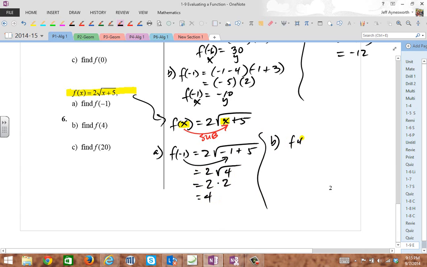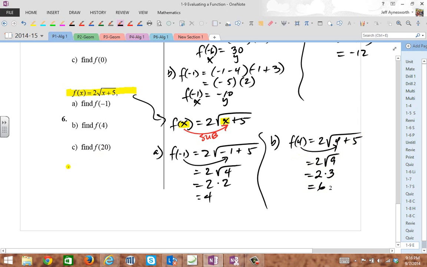Let's try to evaluate the function at 4 now. 2 times the square root of 4 plus 5. Substitute in 4, and that's 2 times the square root of 9. What's the square root of 9, everybody? That's right, it's 3, so you have 2 times 3 here, and that's 6. And that's all there is to it.